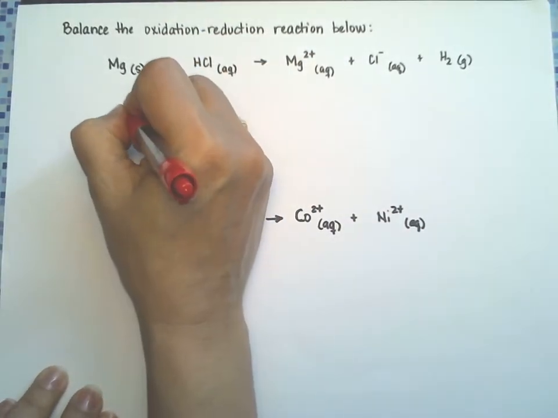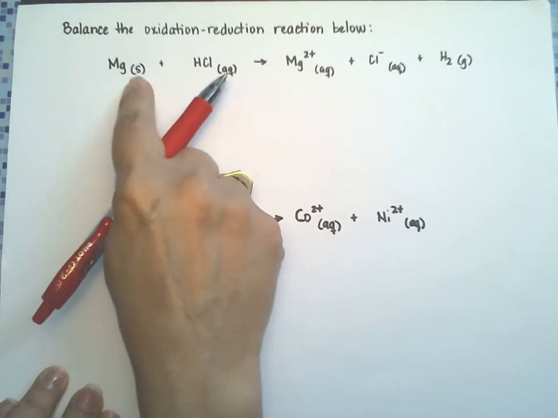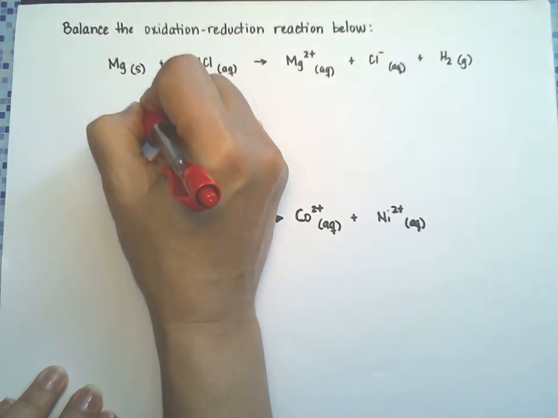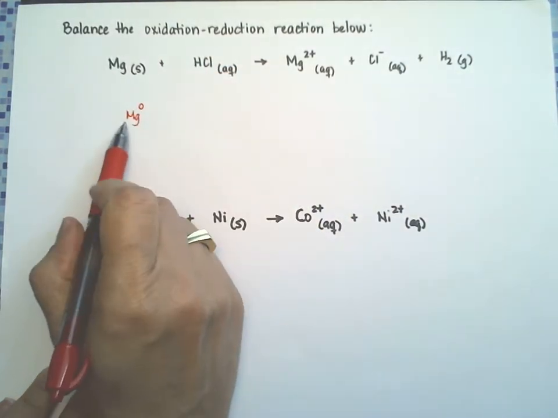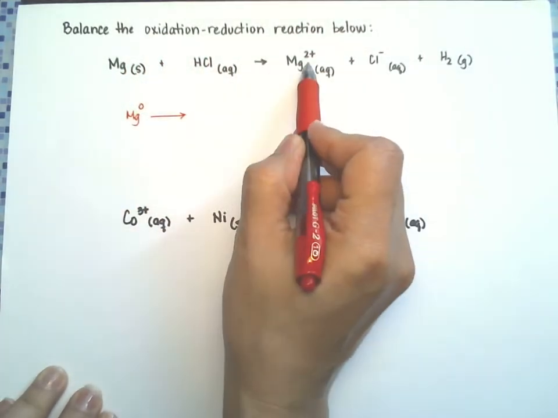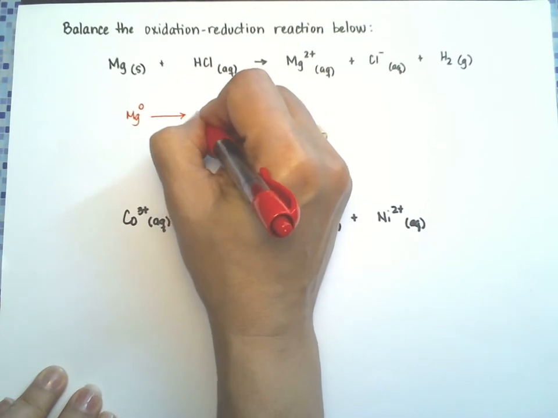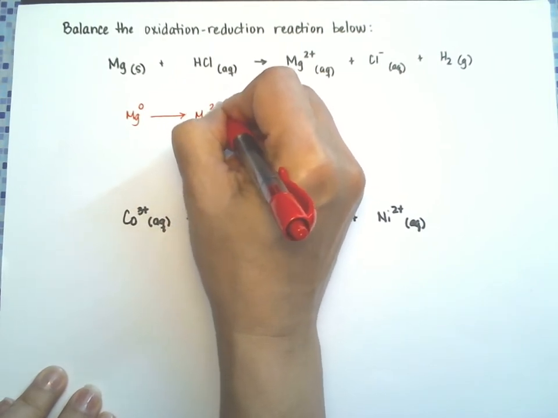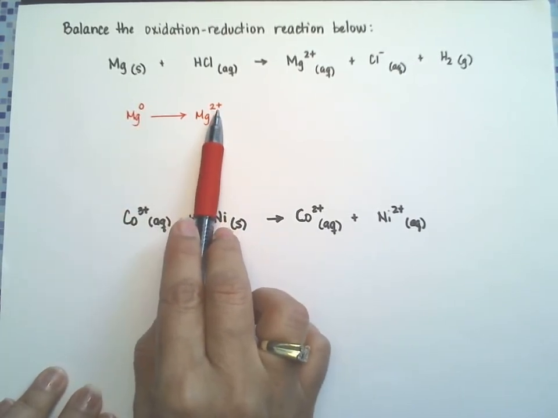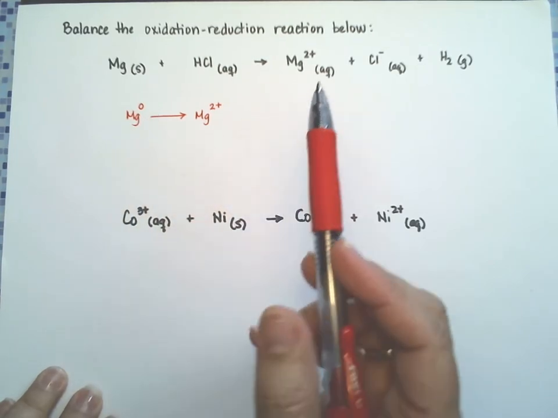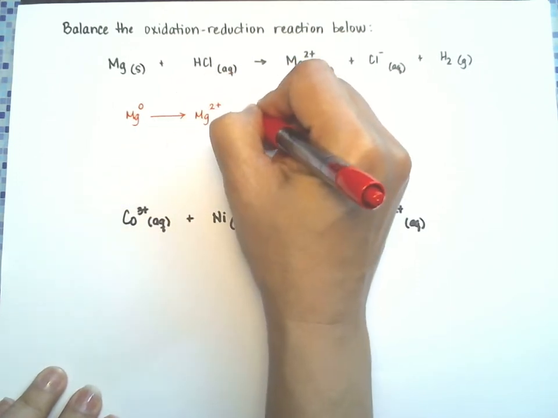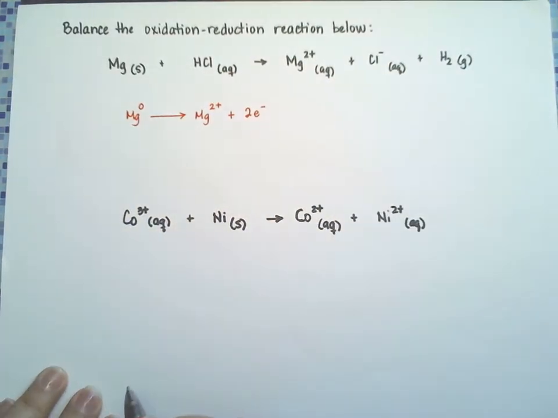So we're going to come over here. We have magnesium in the solid state. That's the way that you find magnesium in nature. So the oxidation state is going to be a 0. And we see that magnesium is going to magnesium 2 plus. Now, I'm going from 0 to a 2 plus. So this is actually losing electrons, and it loses 2 electrons right here. So I'm going to balance this little equation and put 2 electrons right there.